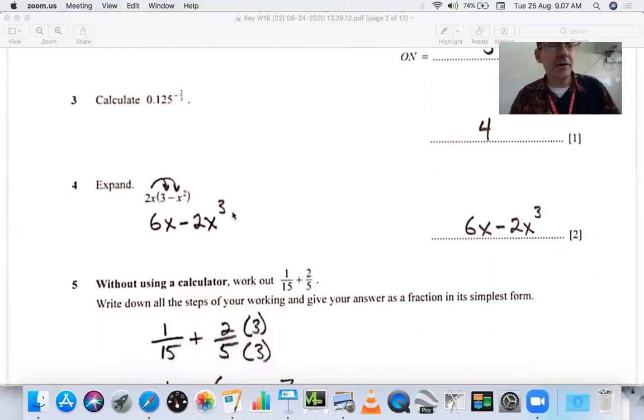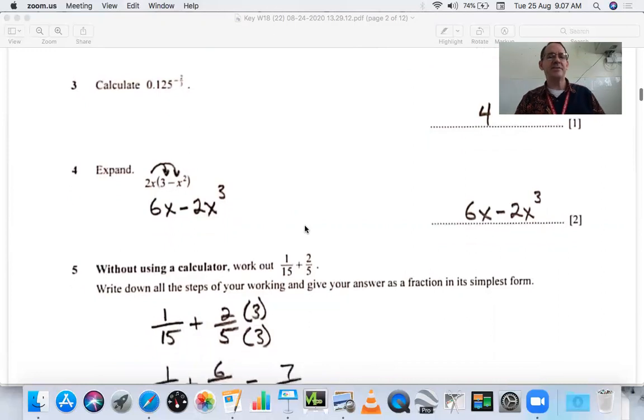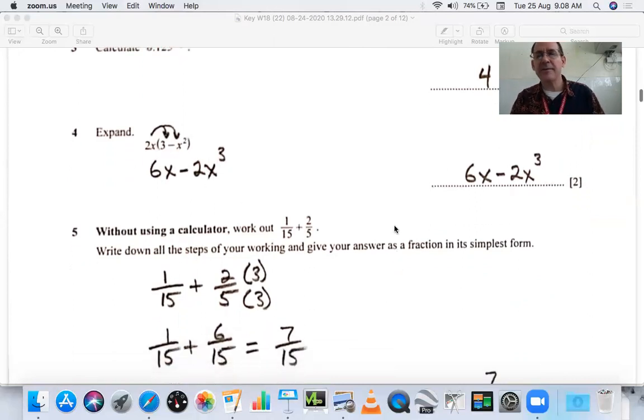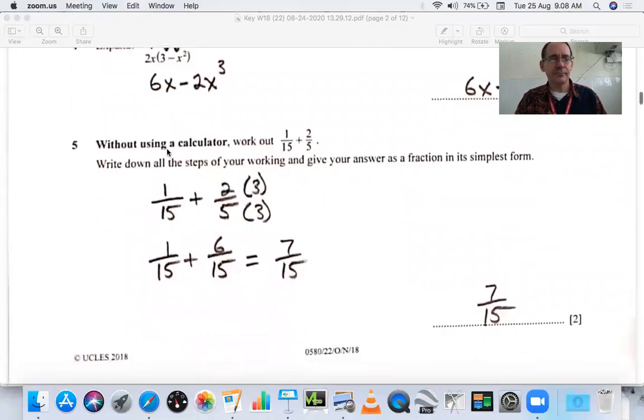Moving on to number 4, simple algebraic expansion. Remember that multiplication distributes over addition and subtraction. So 2x times 3 is 6x. 2x times a negative x squared is a negative 2x cubed. Remember, you're adding exponents. The basic math is just 2 times negative 1. And then your algebra rule is to add the exponents. So 1 plus 2 is 3. So just be careful that you're doing it accurately. 6x minus 2x cubed.